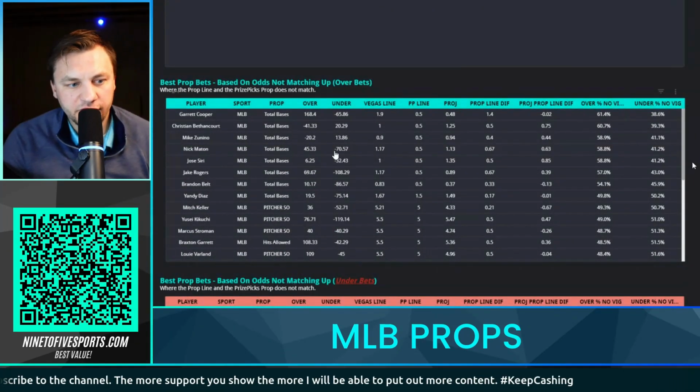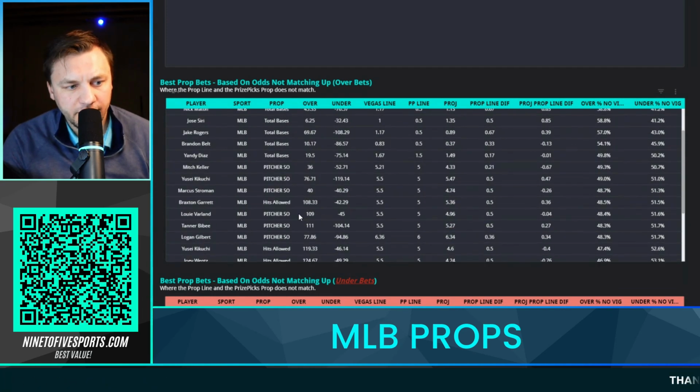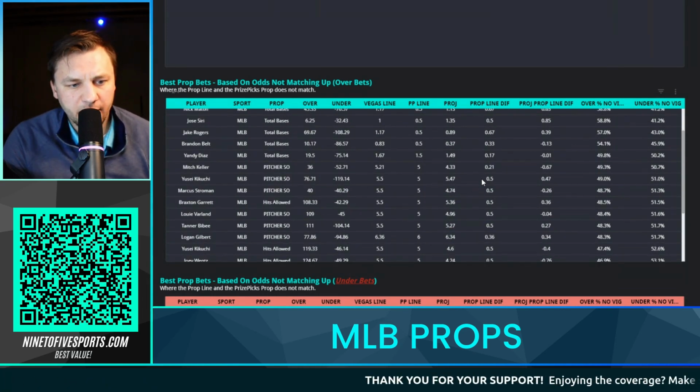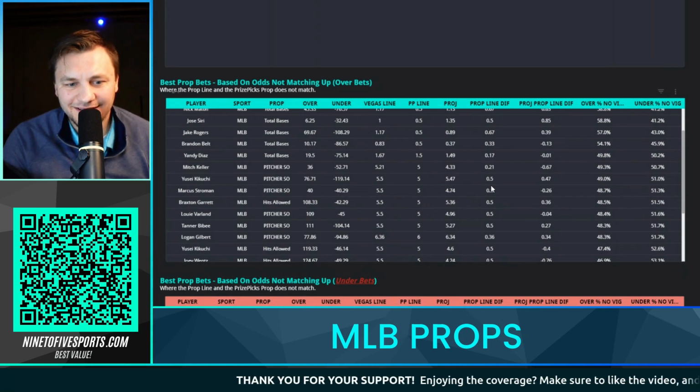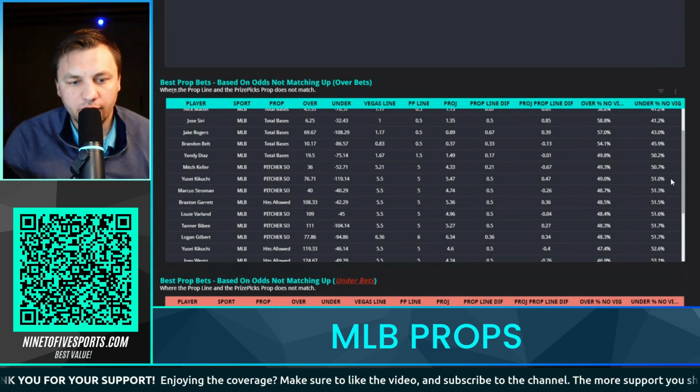Let's go ahead and maybe touch on some potential pitcher strikeouts here. These are all where the under is favored. All these right here. But we can see there's about a 0.5 prop line difference there. Not terrible, but we can see the over percents are not great. They're all under 50% there as well. So probably not touching those.